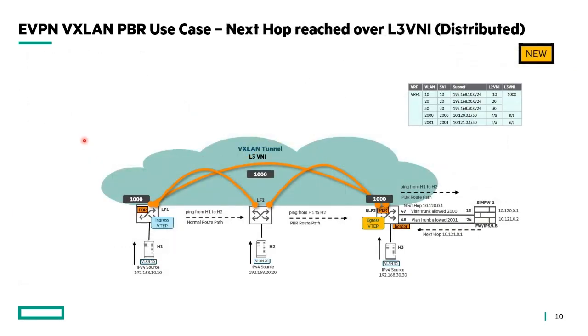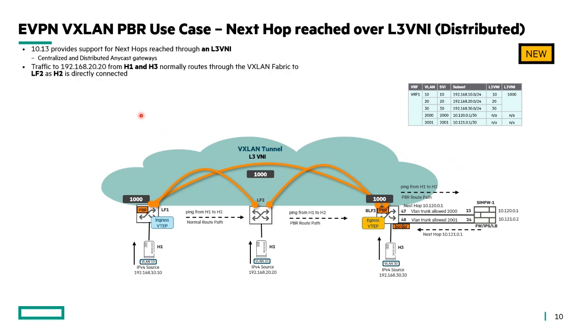Okay, and so this is what we've added with L3 VNI support with 10.13. It provides support for next hops reached through an L3 VNI, so centralized and distributed NATcast gateways. Traffic in this example from H1 and H3 normally routes to the VXLAN fabric to leaf 2, because leaf 2 is directly connected to H2. In this case, we have admins that want to redirect that traffic from H1 to H2 and send it out to border leaf 3, which is connected to the firewall over an L3 VNI.